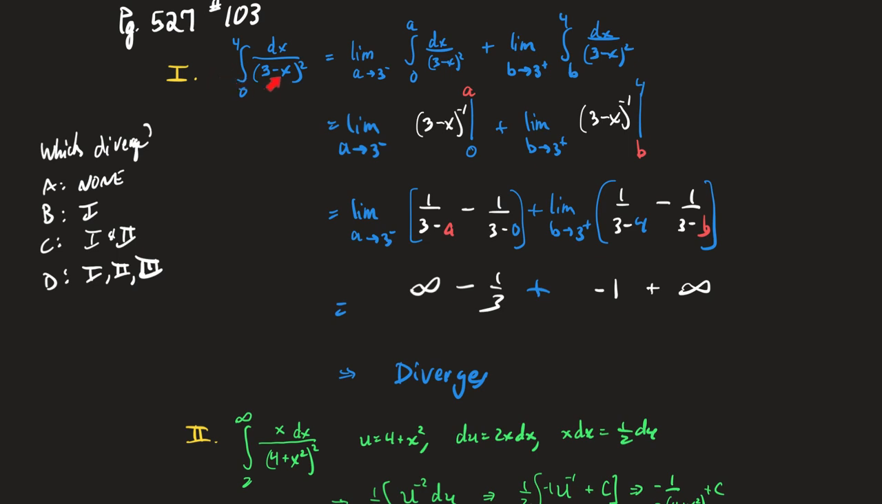It's not defined at 3. So we'll have to set it up this way, and then we can evaluate it properly, and it diverges toward infinity. So A is not an answer. Time to check B.